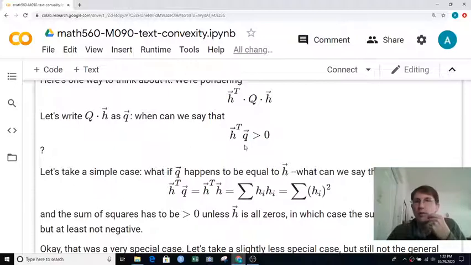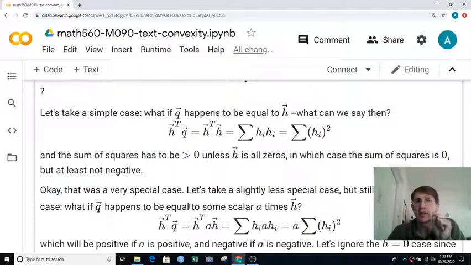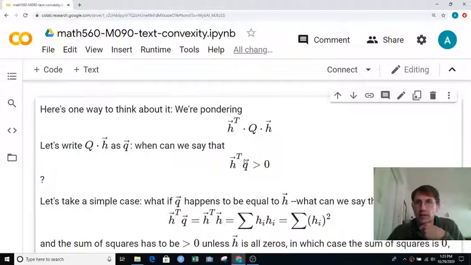What's a slightly less special case? Well, what if h and q weren't equal to each other, but one was a scalar multiple of the other? So if q was some scalar multiple of h, then h·q would be h times a scalar times h, and then writing that dot product out component by component would be like this. I can move the scalar out front. And would this be always positive like that was always positive? Well, as long as a was positive, this would always be positive. And if a was negative, it would be a negative times this always positive sum. And so in that slightly less special case, we could still say that that vector product, which is actually kind of this matrix product in disguise, would always be positive, for example.